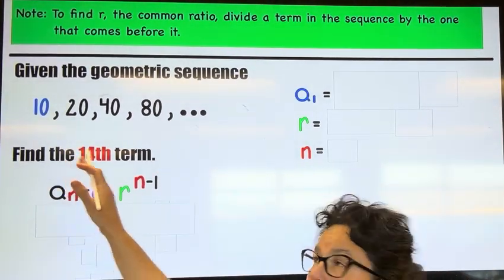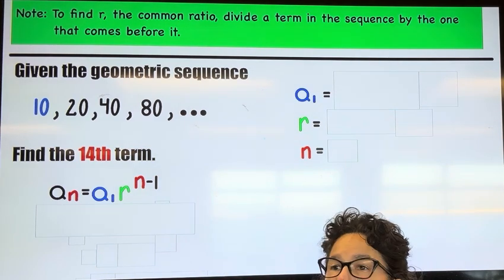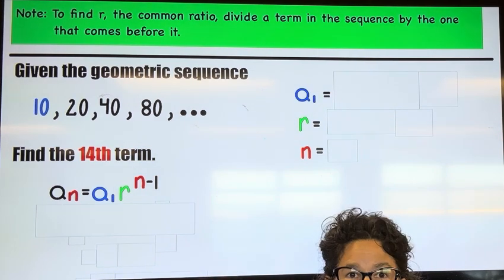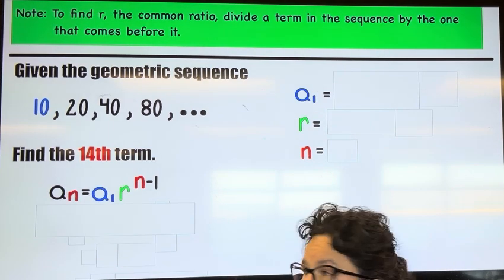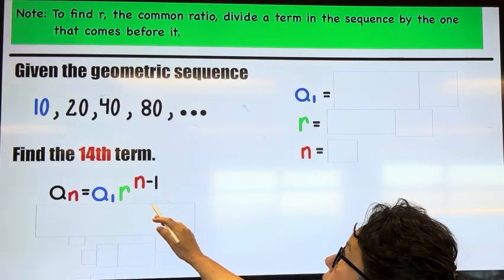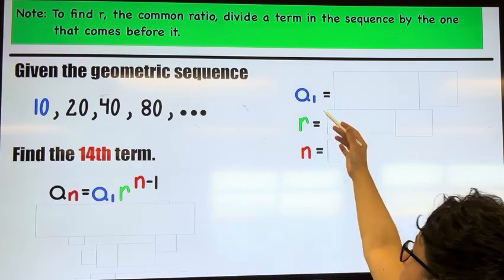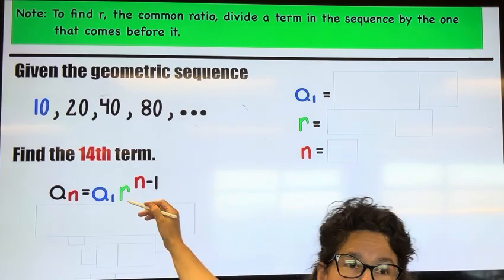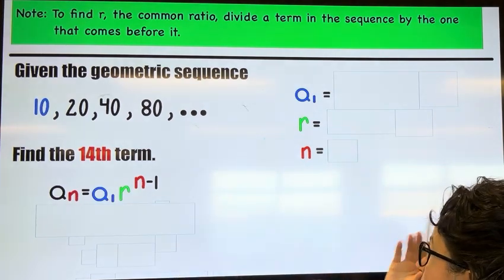We're told that this is a geometric sequence, so we don't have to decide. We know that to move from one number to the next number, you multiply by the same thing. This is our general formula for a geometric sequence. And we need to find these variables to substitute them into the equation to have our final equation there.